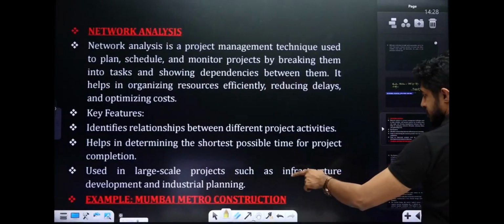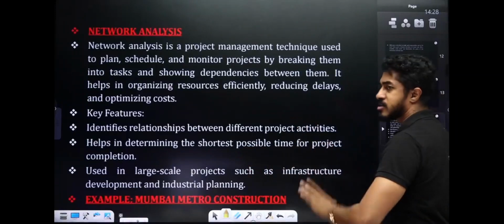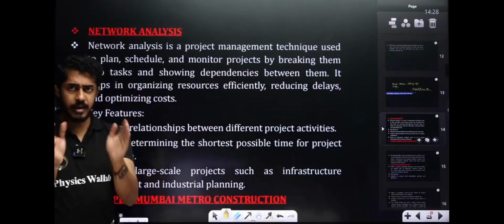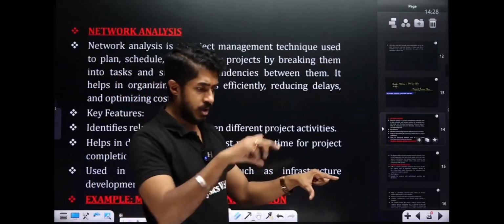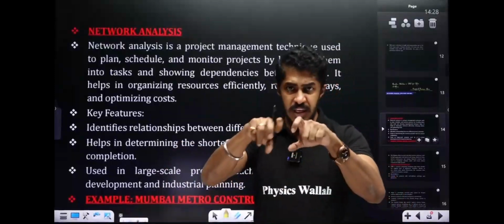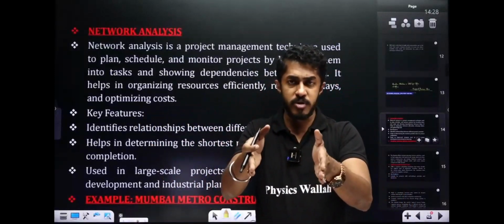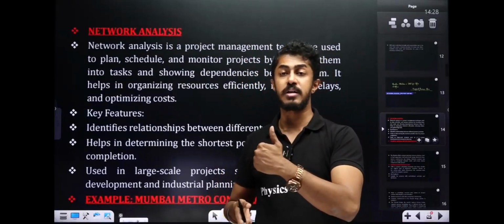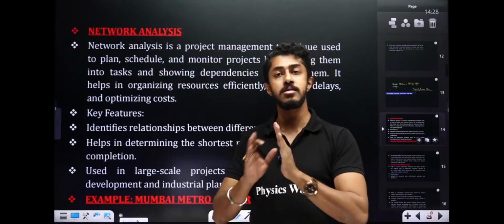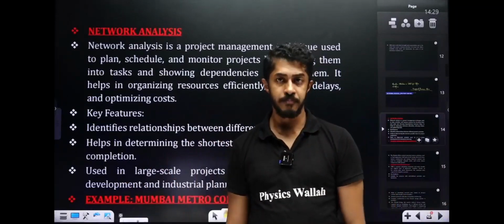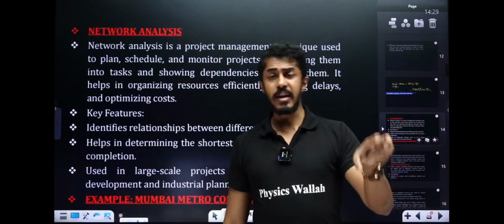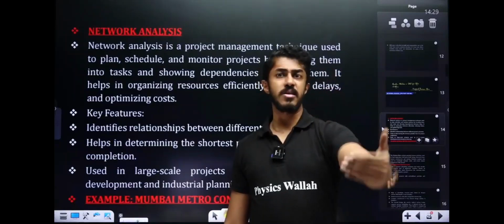It is used in large-scale projects such as infrastructure development and industrial planning. Only for very large-scale projects do you use this, because the idea here is to get a breakup. What is the job of each unit? What is their contribution? Where will the project get stuck? What is the shortest possible time needed to complete this? All of this will be visible there. That is network analysis.